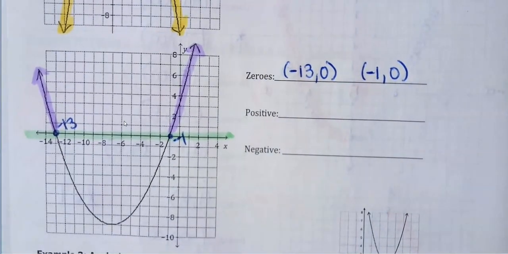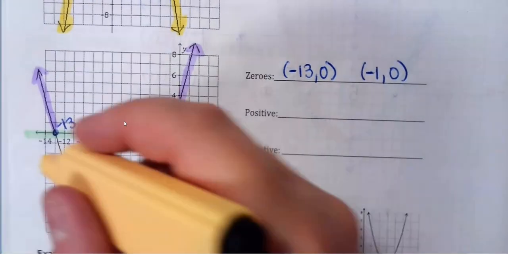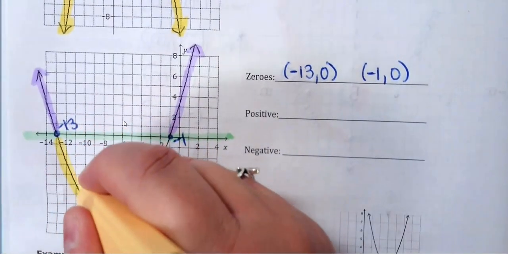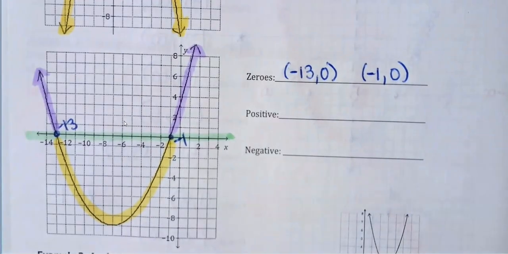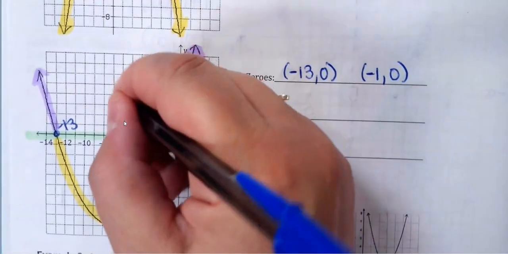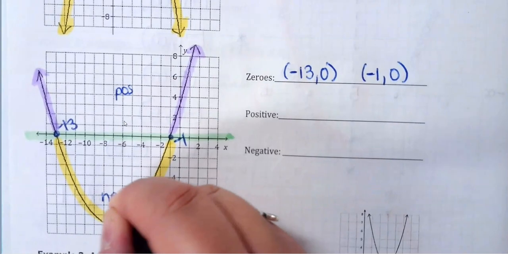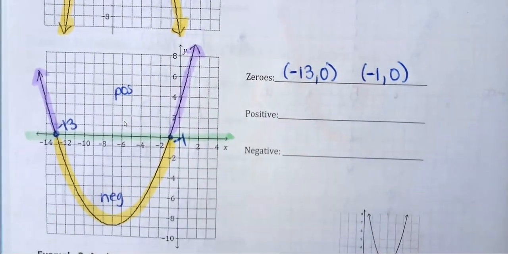Those pieces are both positive. And then in between the negative 13 and the 1, this whole loop here has all negative y values. So on this one, you're positive up here, you're negative down here. It's switching over at those zeros.